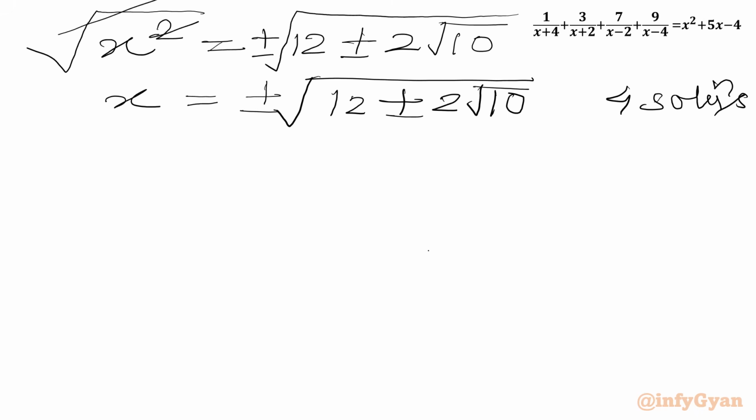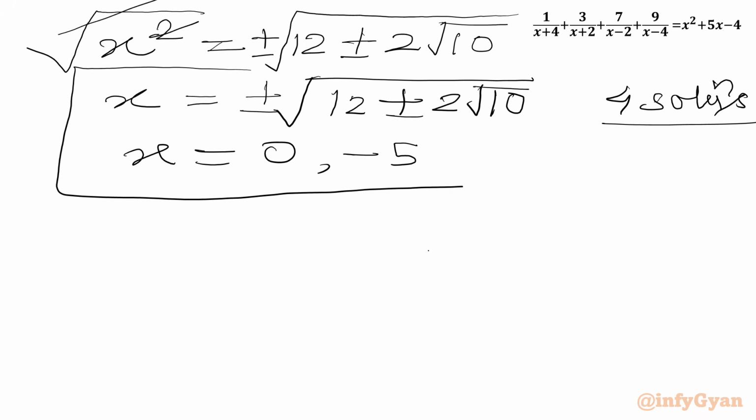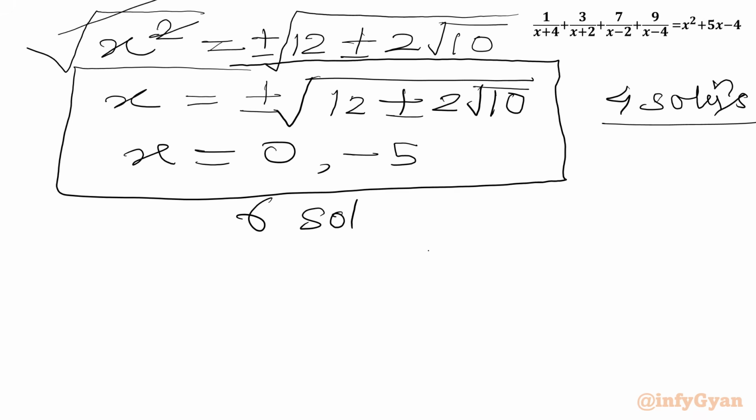And we have x equal to 0 and x equal to negative 5. So in total we have 6 real values of x which will satisfy our equation. So I can write here 6 solutions are here: 0, negative 5, plus minus square root of 12 plus minus 2 square root 10.